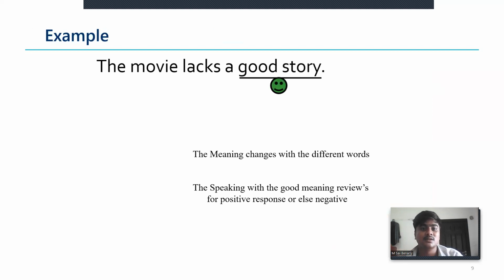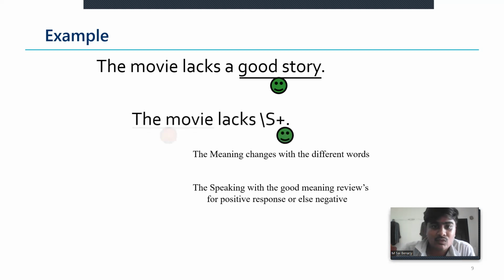Examples: the movie lacks a good story, good filming, smile with a green symbol. The meaning changes with the different words that carry a good meaning, giving a positive response, or else negative. For "the movie lacks," it is a minus or a frown symbol, dull face or green face.